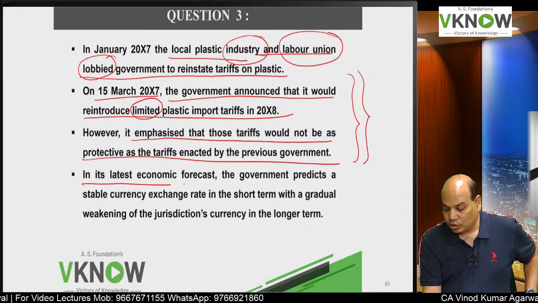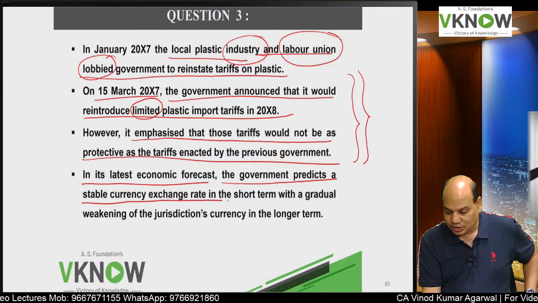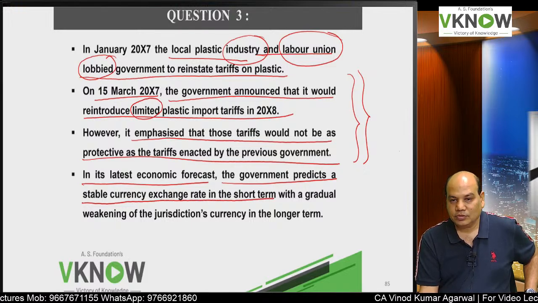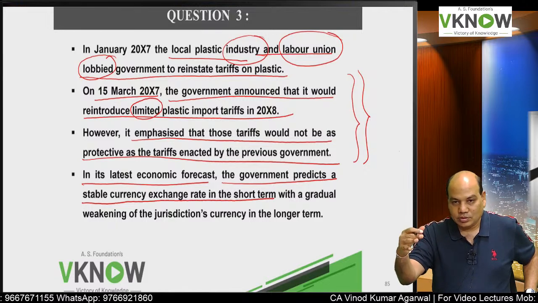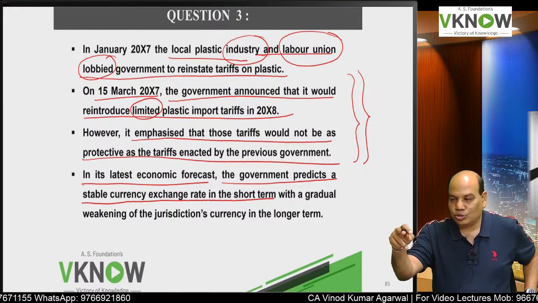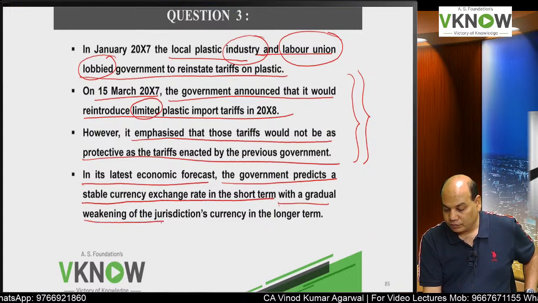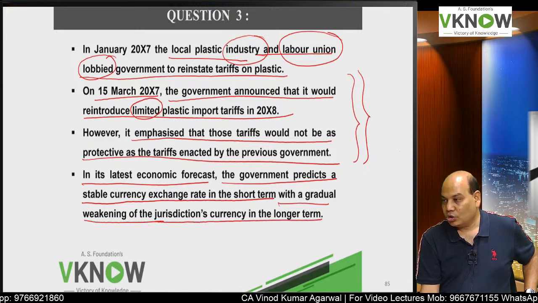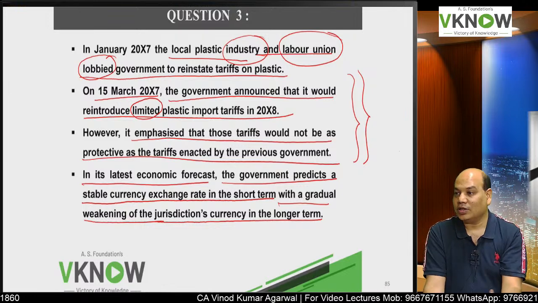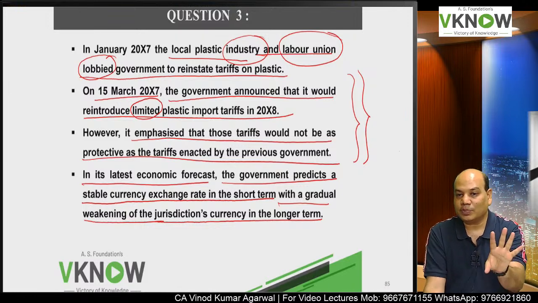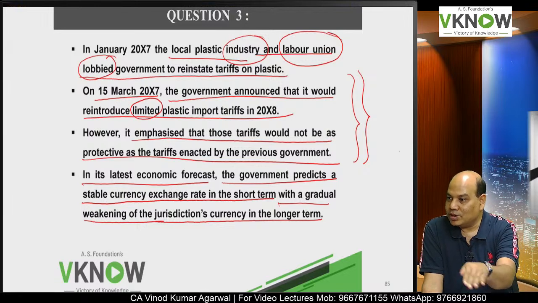In the latest economic forecast, the government predicts a stable currency exchange rate in the short term. So now they are saying, don't worry, the rupee will remain stable. At least the loss you are suffering because of rupee appreciation will not be there, with a gradual weakening of the jurisdiction currency in the longer term. And they are also assuring you that the rupee will depreciate in the long run. So it won't appreciate anymore, become stable for some time and start depreciating.